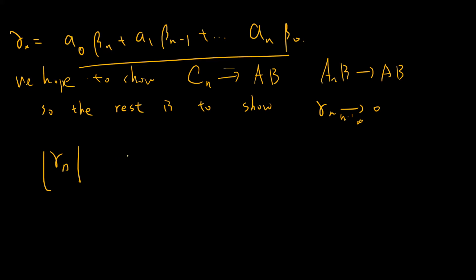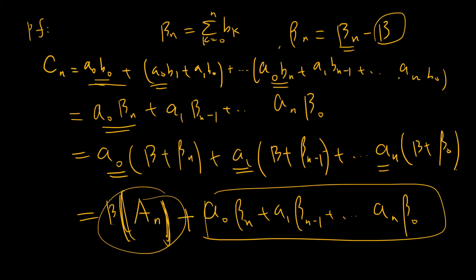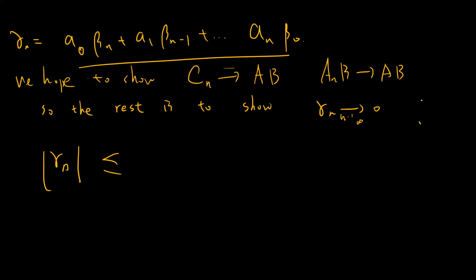So gamma n can be bounded by two terms. Let's remember that this small beta n goes to 0 because b converges to beta. So if small beta n goes to 0, that means one can choose a large N such that beta n is less than or equal to epsilon when n is greater than or equal to N.